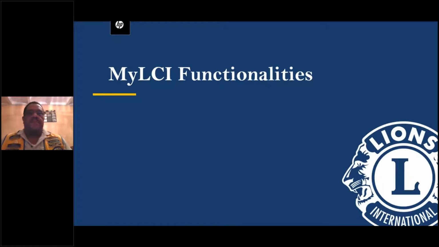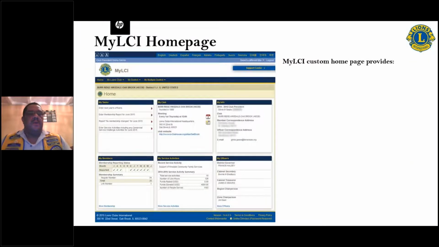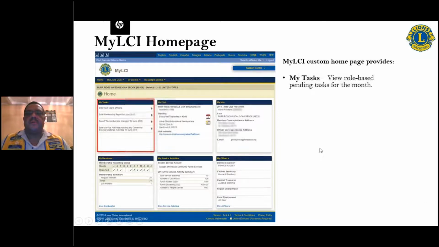Some more of the functionalities. Your MyLCI homepage, which has been a page we've been using for a while on the previous reporting system, has 6 windows of things that are relevant to you. The first box is the My Task box. It shows pending tasks for you based on your assigned privileges for the current month. So if you're a secretary, you have certain tasks. If you're treasurer, you have your own unique tasks. President has his own tasks as well.